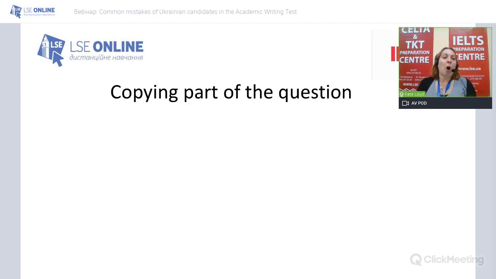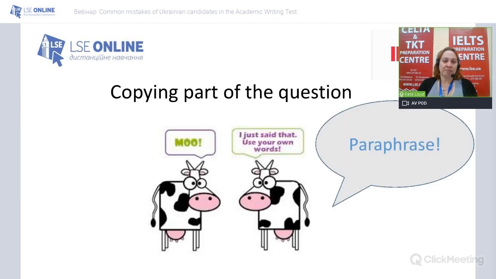So be careful about copying part of the question. If you copy words from a question, is it your English or is it the examiner's English? It's not yours, is it? So the examiner is going to think exactly the same. If you've copied it, maybe you don't know how to say it in your own words. You need to learn to paraphrase. Learn how to paraphrase task 1 questions and task 2 questions so that you never copy parts of the question.